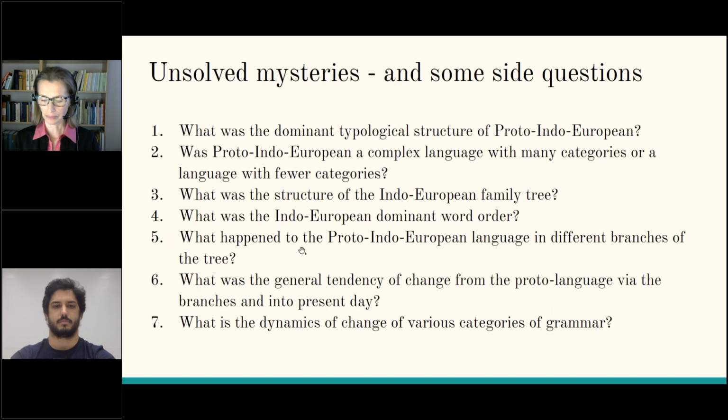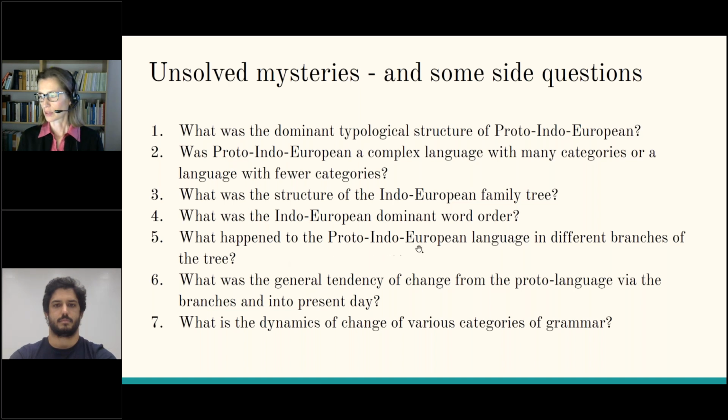So there are, to sum up, several unsolved mysteries concerning Proto-Indo-European grammar, where it's obvious that the comparative method cannot give a complete answer. For instance, what was the dominant typological structure of Proto-Indo-European? Synthetic, agglutinating, isolating? Was Proto-Indo-European a complex language with many categories, or a language with fewer categories, such as Anatolian? What was the structure of the Indo-European family tree? What was the Indo-European dominant word order?